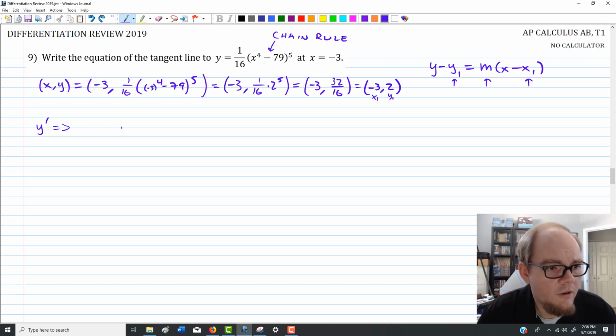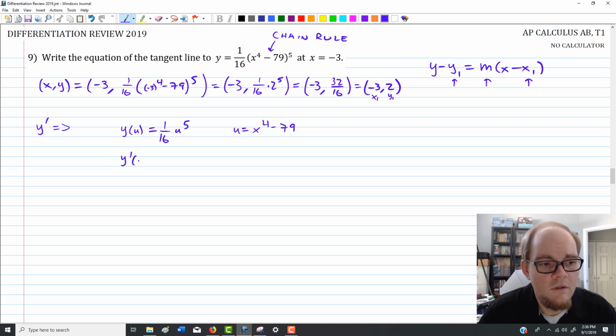So in here, looking at our ingredients, we're going to have first y as a function of u, and then we'll figure out what u is equal to on the inside. For the inside, I think it's probably the thing in the parentheses. That's a pretty standard place to look. So I'm going to choose u equals x to the 4th minus 79. That means the outside is 1/16 u to the 5th. Taking the derivative, you don't have very far to go. So this is going to be 5/16 u to the 4th. And u prime is going to be 4x to the 3rd.